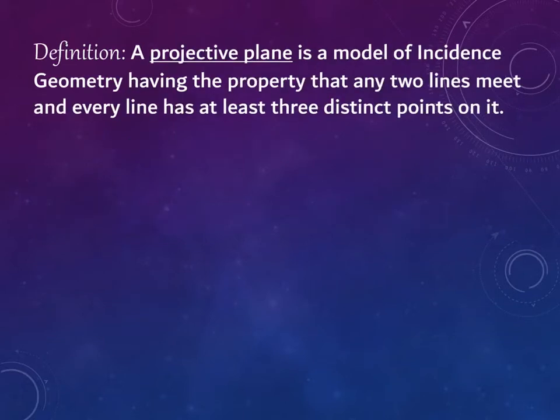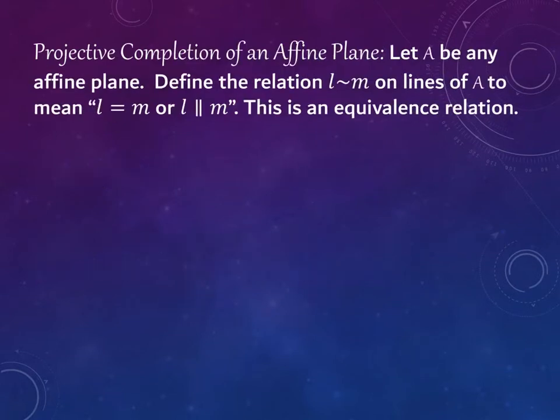A projective plane is a model of incidence geometry having the property that any two lines meet, and every line has at least three distinct points on it. And the every two lines meet business is the part that feels a little bit funny, because that's not how we think about geometry typically, right? We're used to working in Euclidean geometry. It was a couple class periods ago, I gave you an example about geometry on a sphere, and about how if we use great circles as our lines, every two great circles do in fact meet.